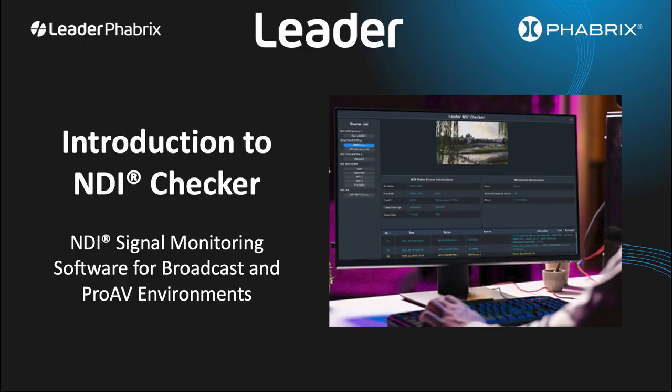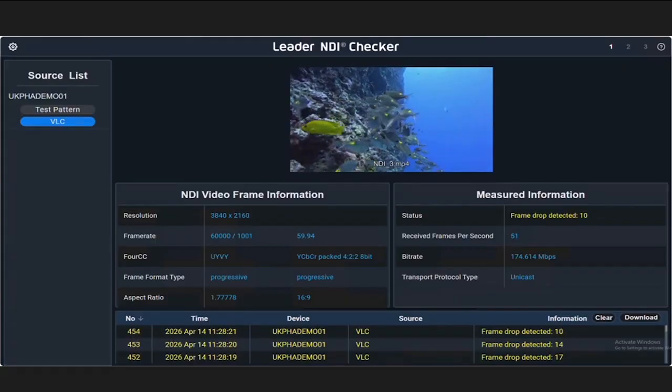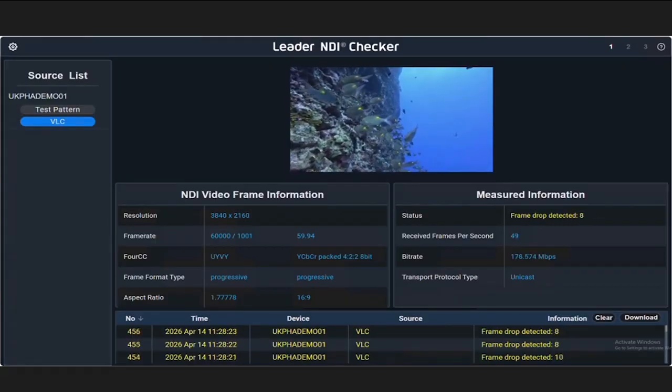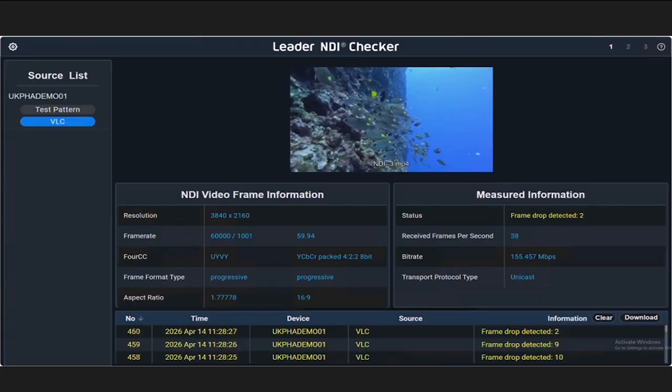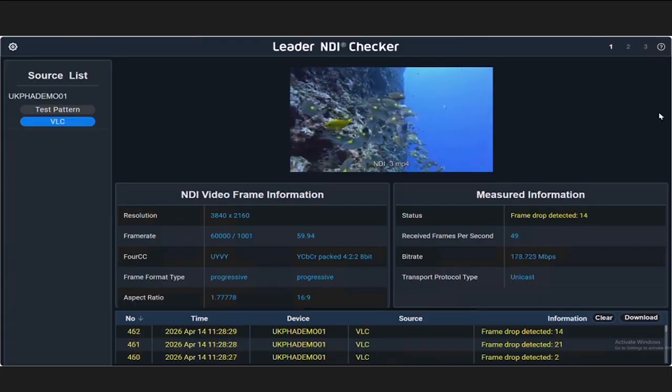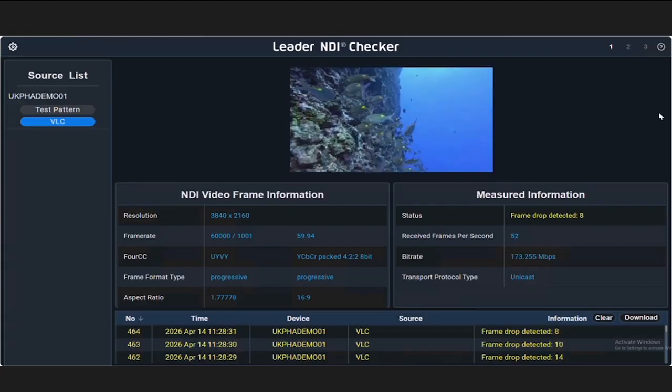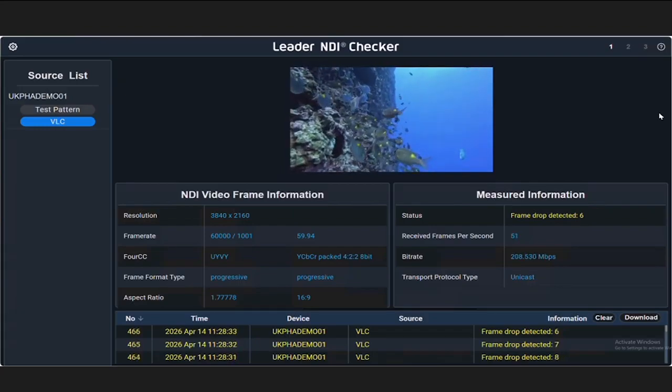Introducing Leader's NDI Checker. Maintaining complete visibility across your entire NDI network with Leader's live monitoring solution optimized for broadcast and Pro AV environments. Whether you're managing a small production studio or a complex multi-venue broadcast operation, NDI Checker provides the reliability and insight you need when failure is not an option.